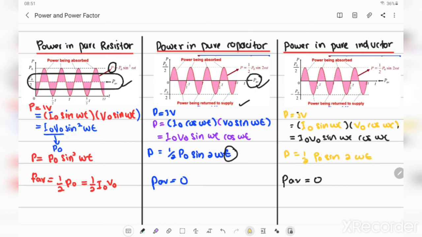How about the average power in the pure inductor? In a pure inductor, no power is dissipated or lost, because the energy can be stored as a magnetic field. You can calculate the energy using U equals half L i squared through the inductor, so the average power in the pure inductor is equal to 0, because the power being absorbed is equal to the power returned to the supply.